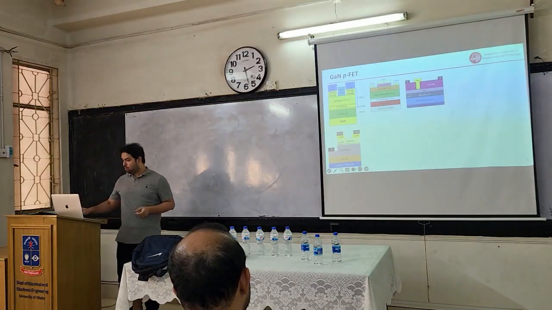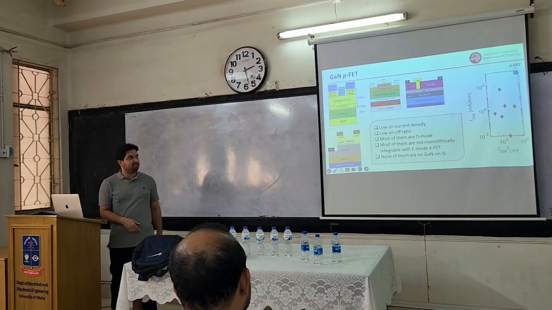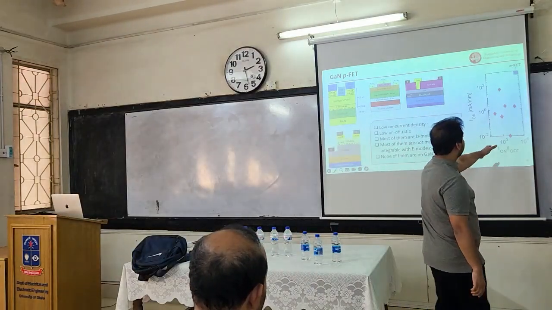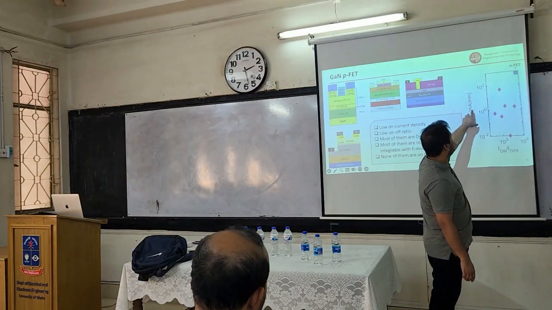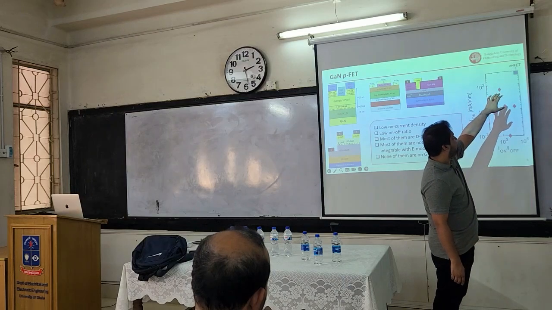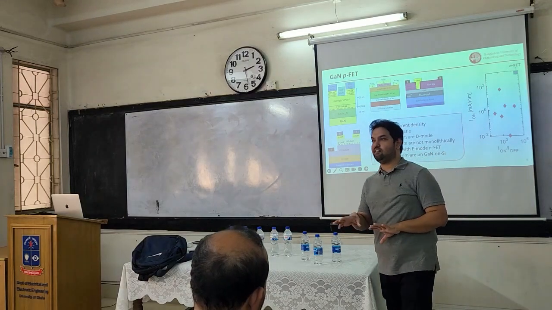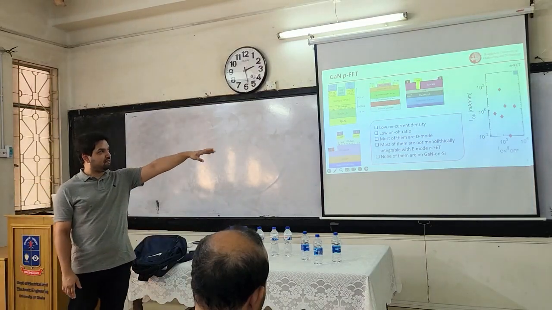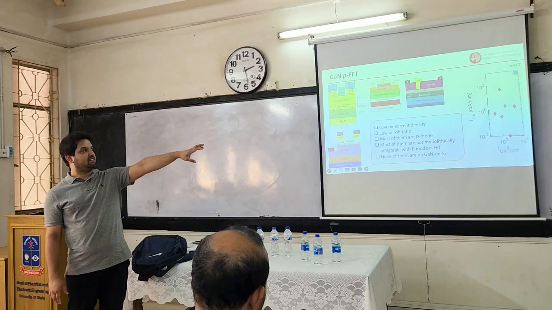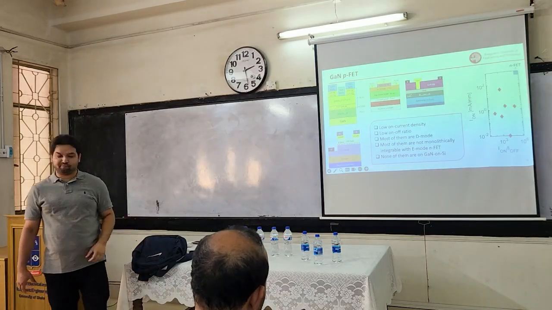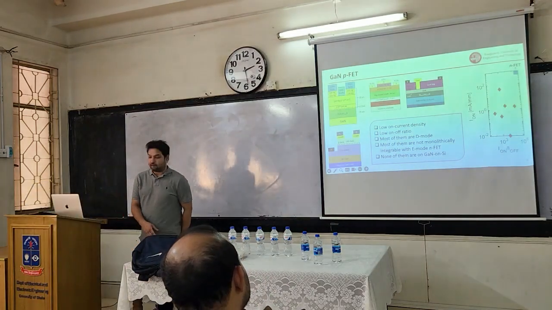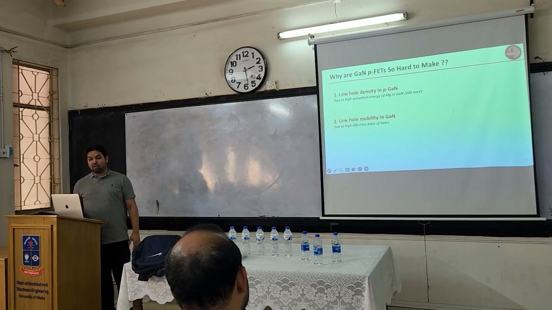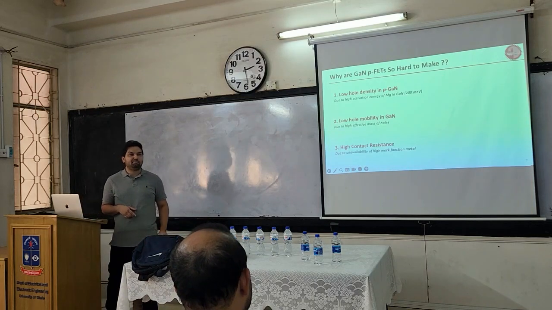Before my PhD, there had been very few works on P-type GaN transistors. But look here: this is the on-off ratio, and this is the current density in milliamperes per millimeter. Typically for an N-type GaN transistor, the current density is around 1000 milliamperes per millimeter. But look at all the numbers for the P-type. It's almost 2 orders of magnitude lower. They also have some other issues in these demonstrations. So why is it so difficult to make a P-type GaN transistor?